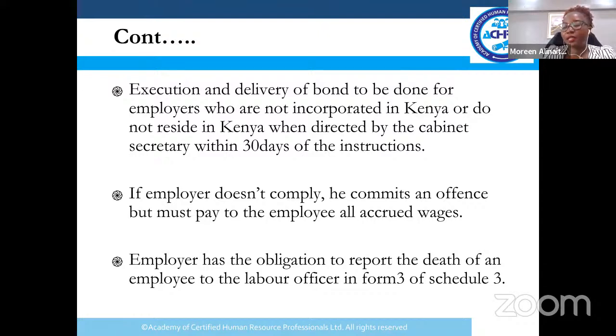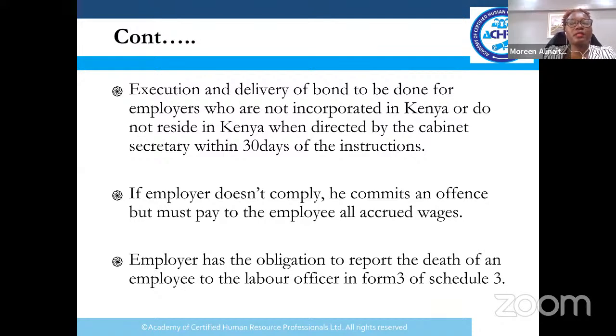Maybe section 23 stipulates that if you are an employer and you're not incorporated in Kenya, or do not reside in Kenya. For example, a company might be incorporated in Uganda, but they have employees in Kenya. We see people who are working at the port. Maybe it's a clearing and forwarding company, and the company is registered in Uganda, okay? But they employ people at the port, and these people are Kenyans, okay? How sure is the government that this person will pay? What happens in case the Kenyans are not paid? You know, there will be a problem.